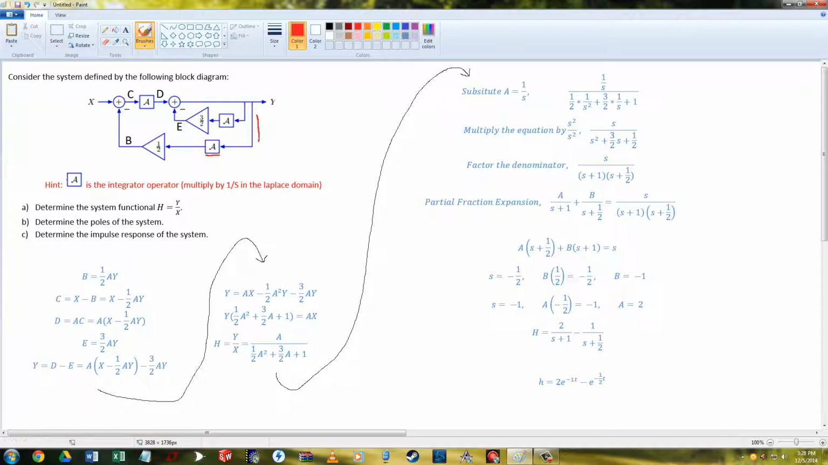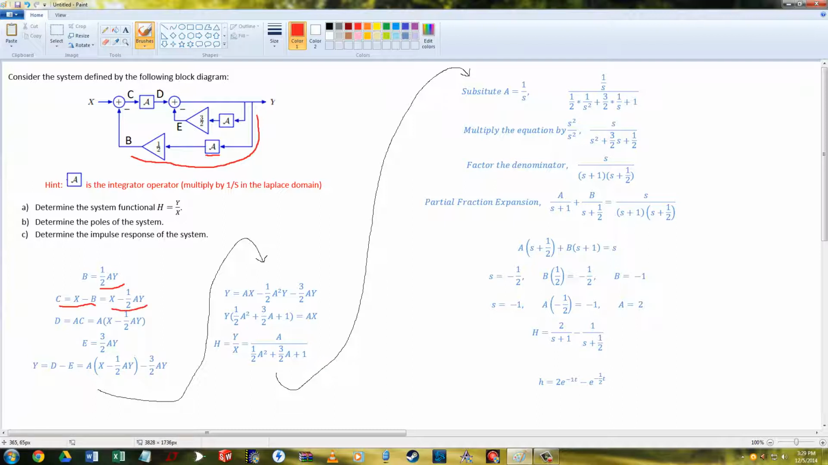We can see that it comes down from y, goes through that A operator, and then gets multiplied by 1/2. So b is simply going to be 1/2 of A times y. Then in the next portion, over here at c, we can see x is coming in, and it's going to be x minus that b we just solved for. So c equals x minus 1/2 Ay.